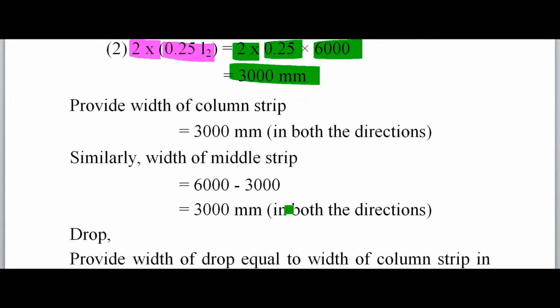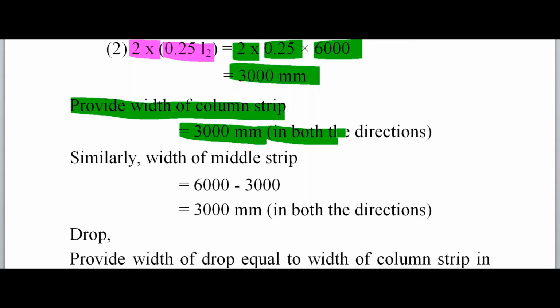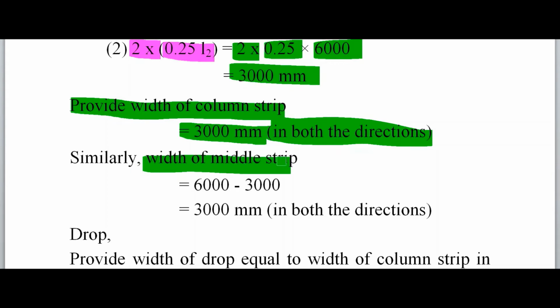So provide width of column strip as 3000 mm in both directions. Why? Because we have a square panel, so along the longer and along the shorter span, width is not changing. Similarly, width of middle strip is 6000 overall length minus 3000 width, so 3000 mm in both directions.